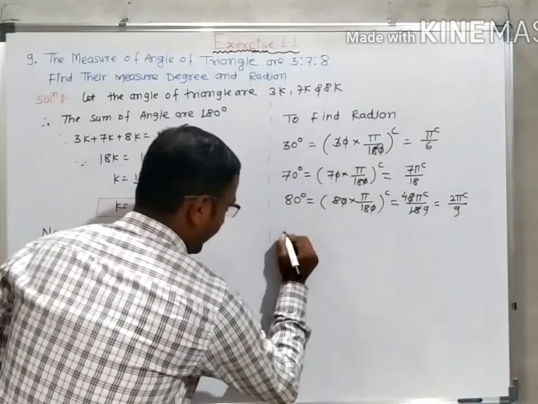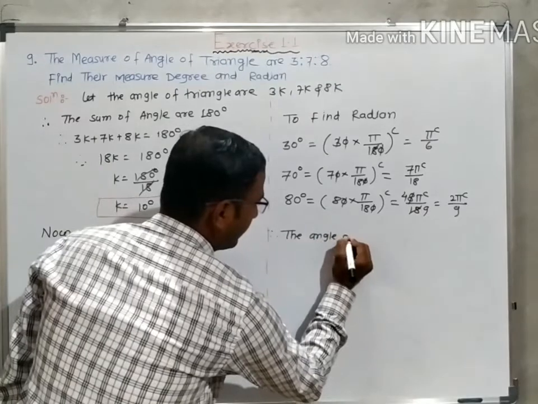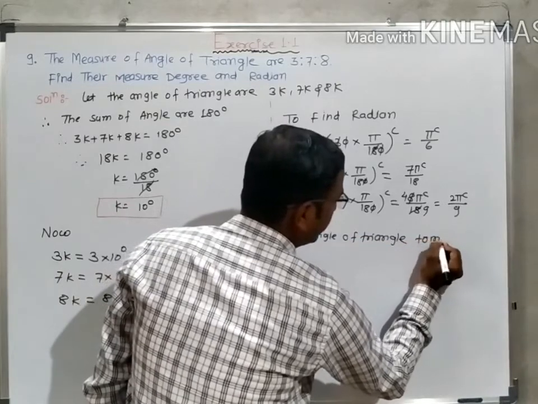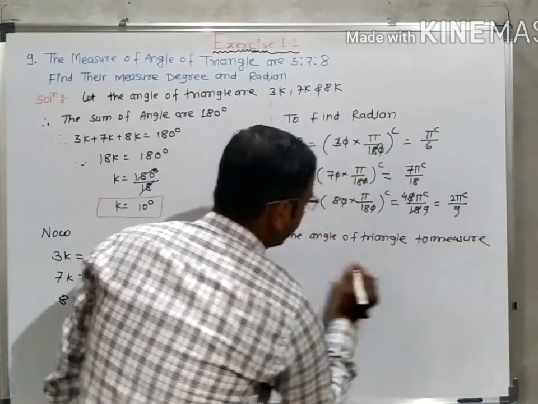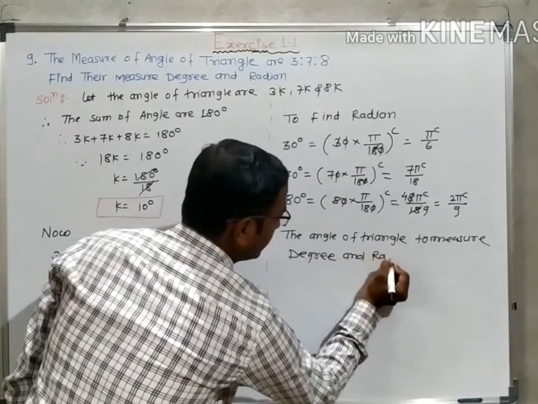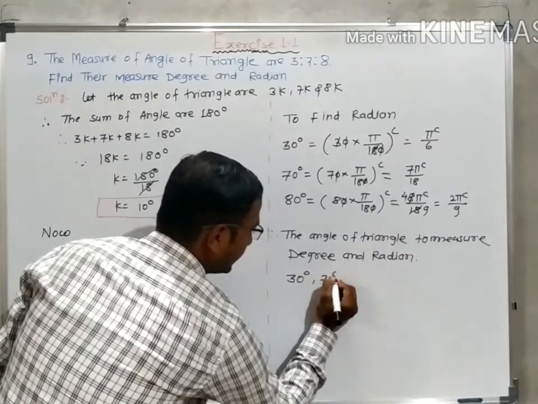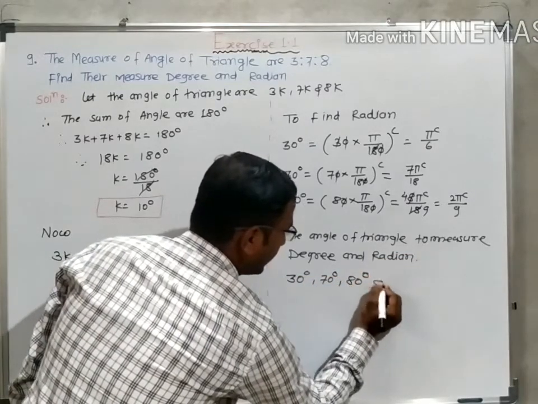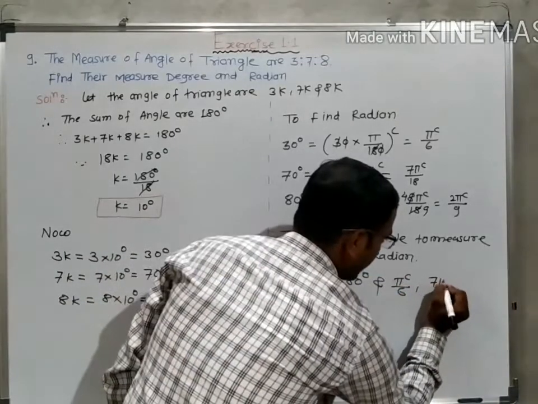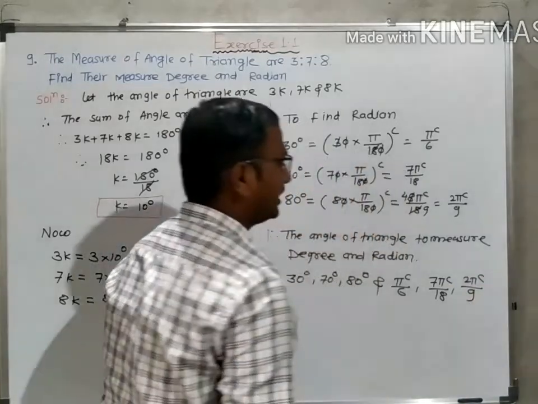Okay. So therefore the angles of the triangle measured in degree and radian are 30 degree, 70 degree and 80 degree, and in radian, pi radian by 6, 7 pi radian upon 18 and 2 pi radian upon 9. So this is the conversion into degree and radian.